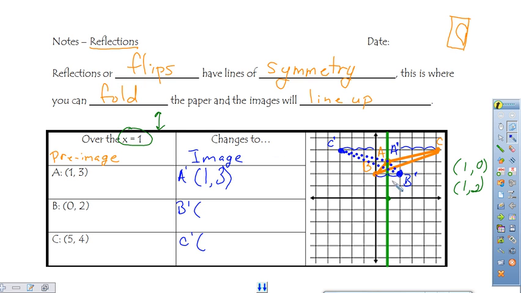Okay. So my coordinates for B here from my origin are over 2 and up 2. So this turns into 2, 2. My C value, I'm going to the left, so negative 1, 2, 3. And then I'm going up 1, 2, 3, 4. So because I changed over the X value, only my X values changed. My Y values stayed the same, which is kind of nice.